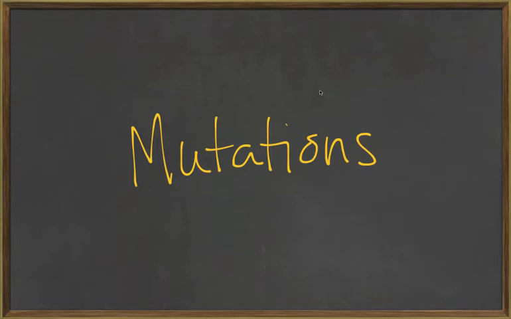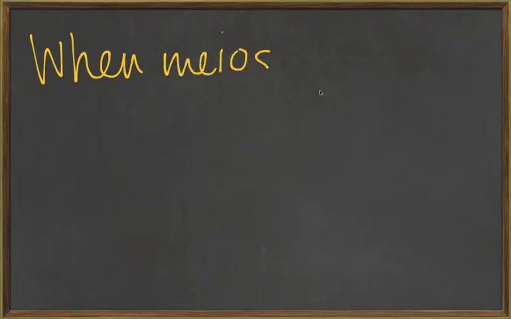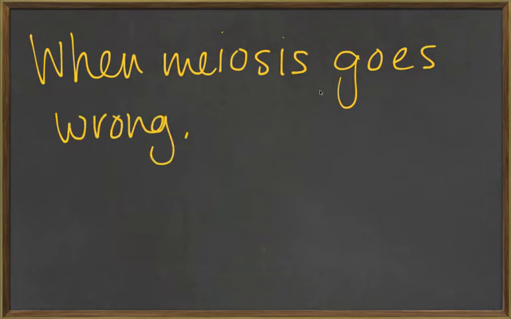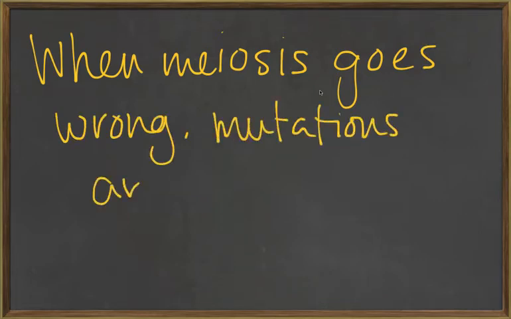In this lecture, we're going to talk about mutations. Now, typically, when you have meiosis, everything goes as planned. Typically, nothing bad happens. However, when meiosis goes wrong, mutations are created.